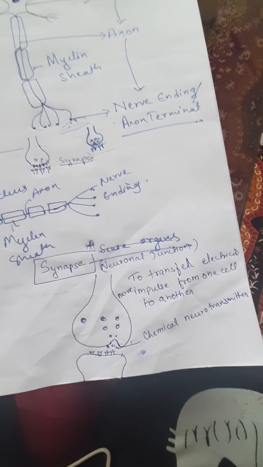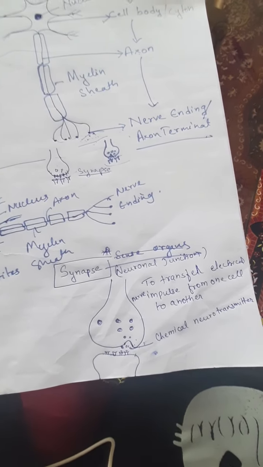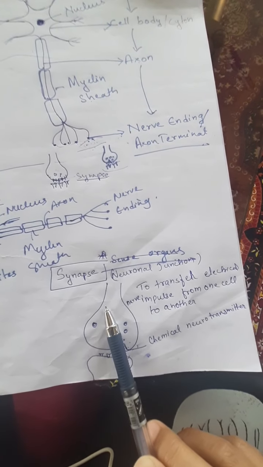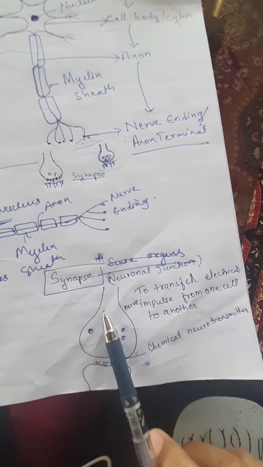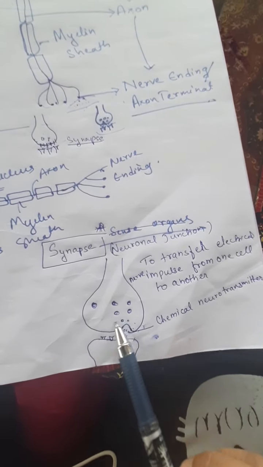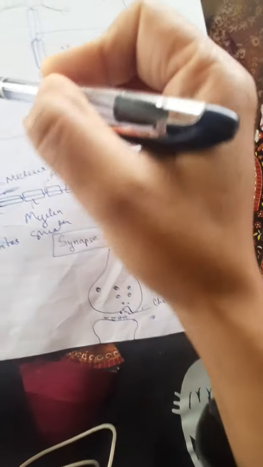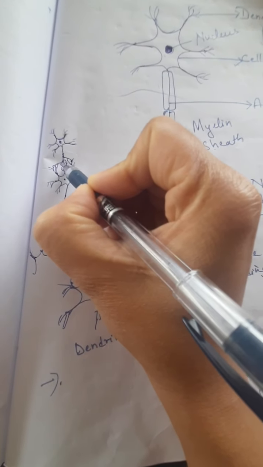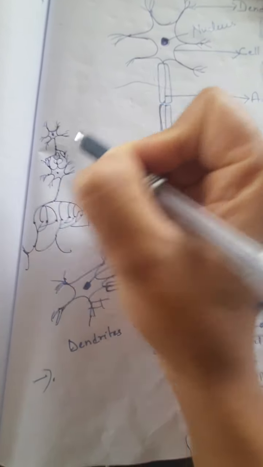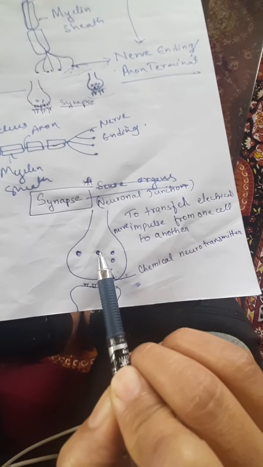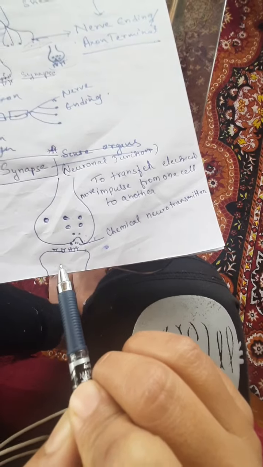Now, what is the function of synapse? The function of synapse is to transfer electric nerve impulse from one nerve cell to another. This is the nerve ending, this one, and we can find the synapse here between 2 neurons. This one is the axon terminal or nerve ending, and this one is the dendrite.